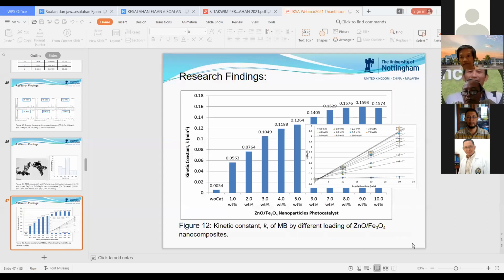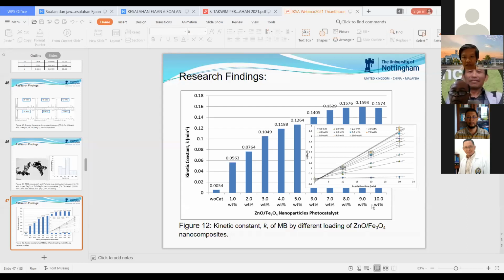And then after we successfully characterized it, we use it to degrade the methylene blue. We just use the methylene blue here. First, we try different amounts of this nanocomposite to see how much is the best for photocatalysis. We found that the highest degradation is 98%.